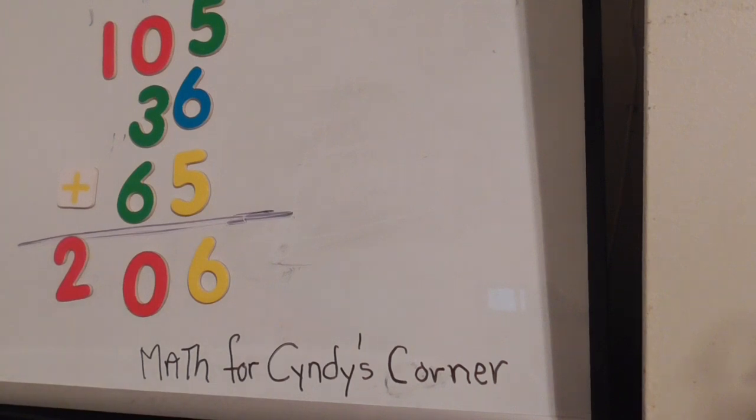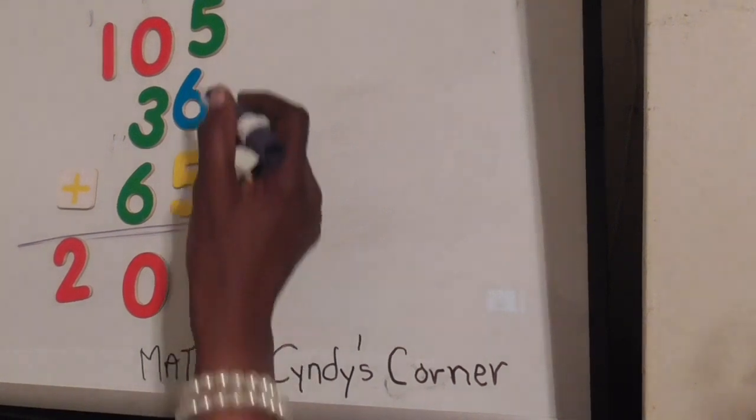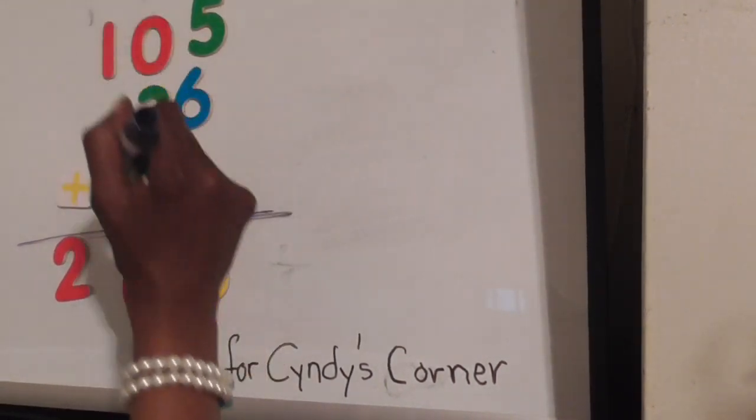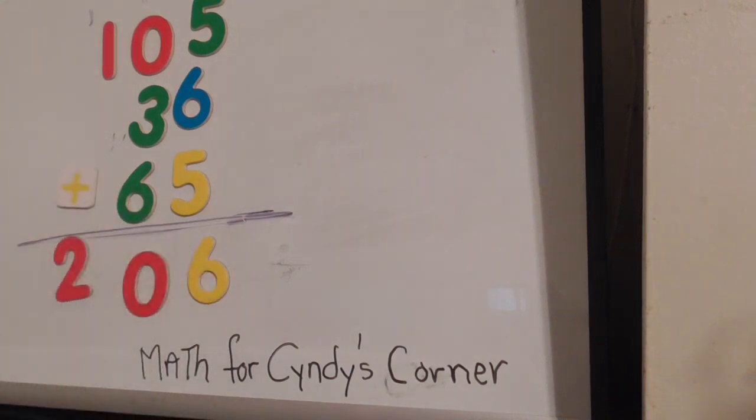105 plus 36 plus 65 is 206. Adding in columns. That's all we're doing. 6, carry a 1. 1, 4, 6. 0, carry a 1. 206. We're adding in columns.